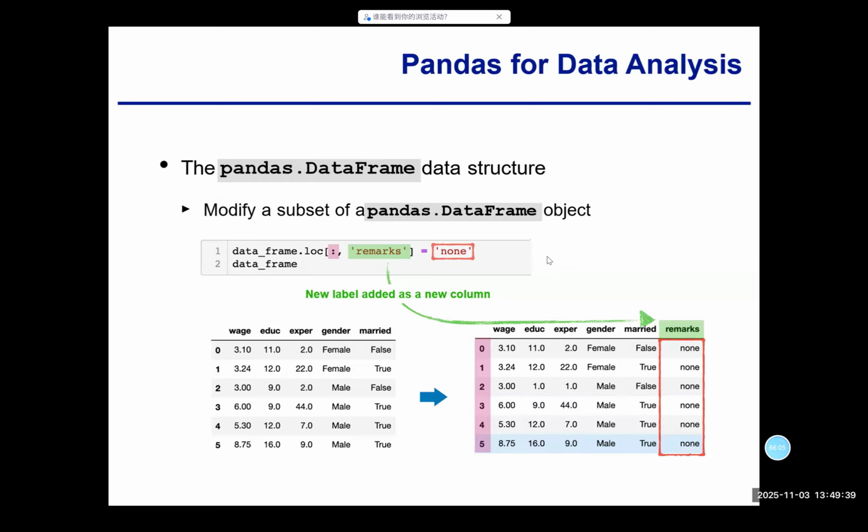So Python will be very clever. It will first try to find whether any of the existing columns has the name of remarks. Well, it turns out that we do not. The current names do not have a label called remarks, so Python will create a new column for us and make this assignment. So we end up with a new column called remarks, and all the individual observations have the same value, a string called none.